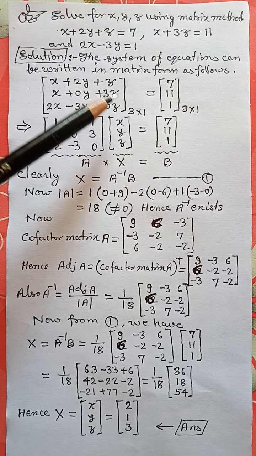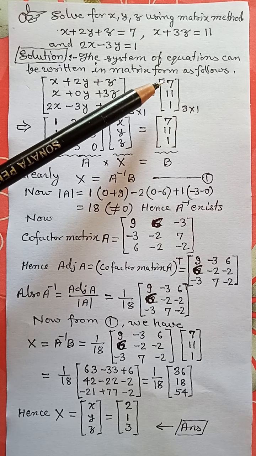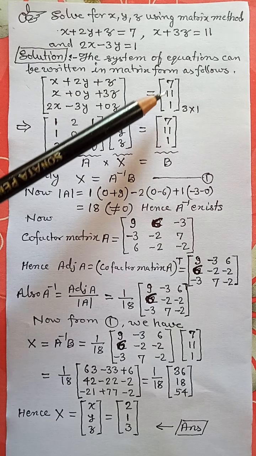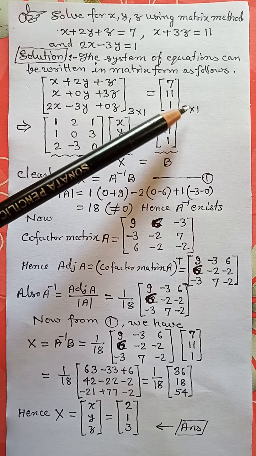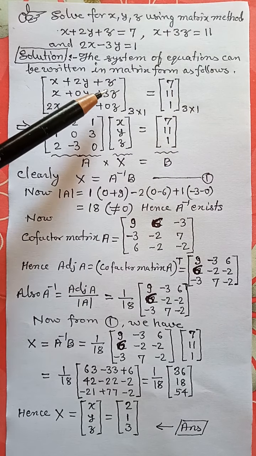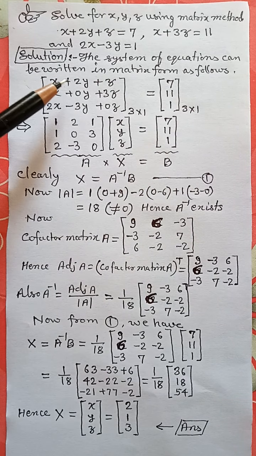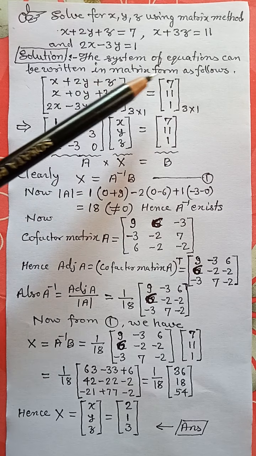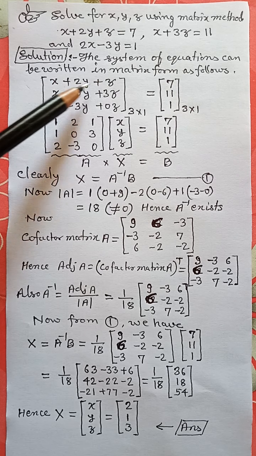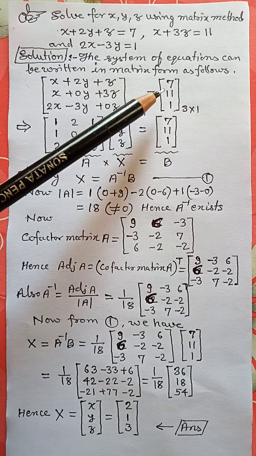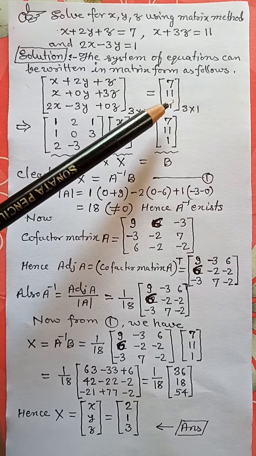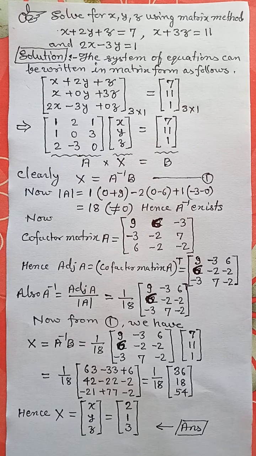This is a matrix of order 3 by 1. And here the matrix of constant terms 7, 11, 1 is also 3 by 1. So this matrix is equal to this matrix. Therefore corresponding elements are equal. That means this element is equal to 7, this element is equal to 11, and this element is equal to 1. Hence we have written the system in matrix form.